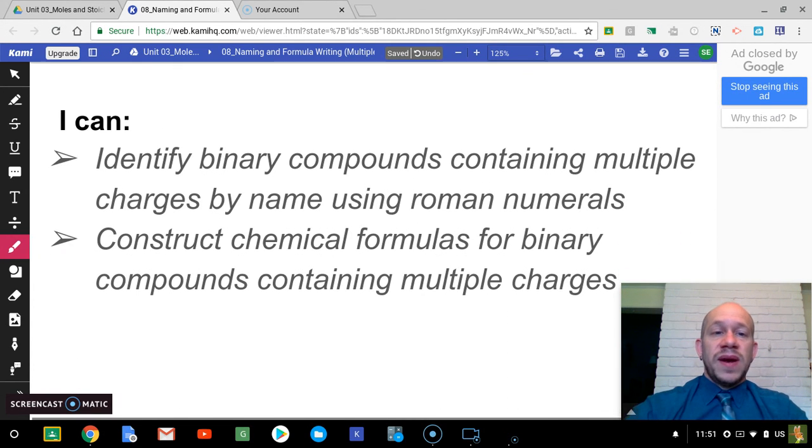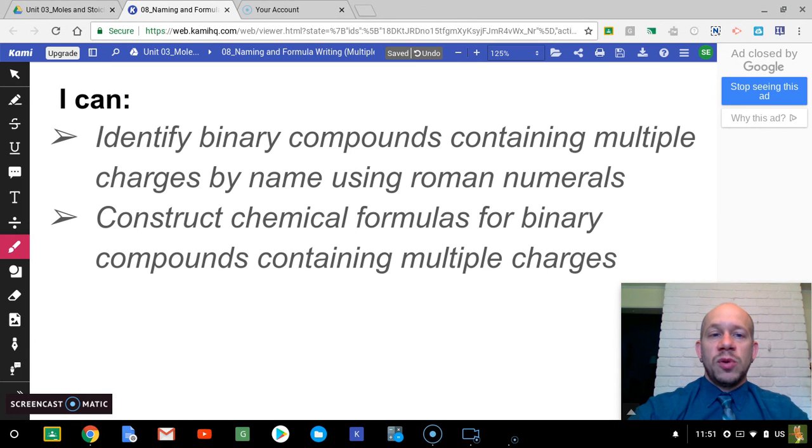And now you are able to identify binary compounds containing multiple charges by name using Roman numerals, and you are able to construct chemical formulas for binary compounds containing multiple charges.